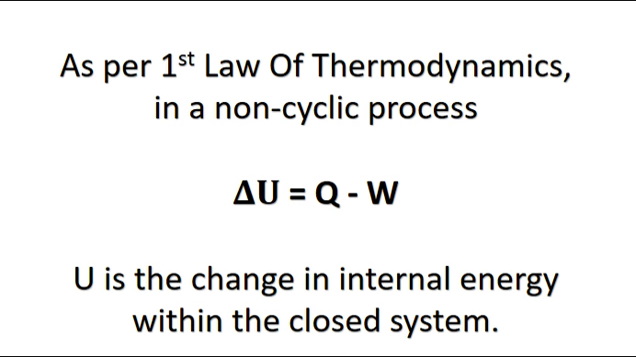Here you can see that we have represented internal energy as U. However, if we write it as delta U, it means change in the internal energy. So this is how we can demonstrate the first law of thermodynamics.